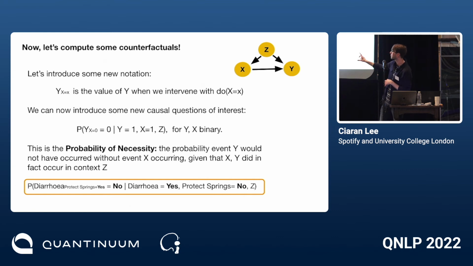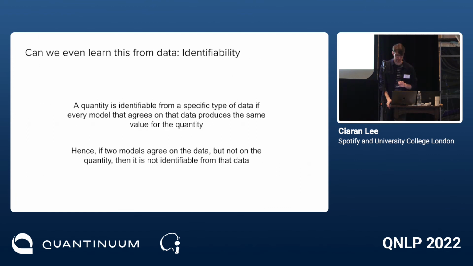So the question that I really want to answer here in the context of this spring case is the following. Given that a person developed diarrhea from drinking from an unprotected spring, what would be the likelihood of them still having or not having diarrhea had I protected the spring? I want to figure out the answer to this specific question.